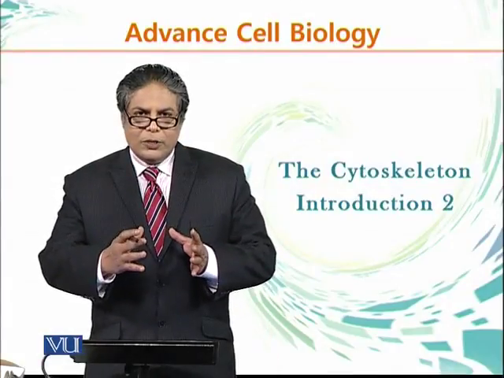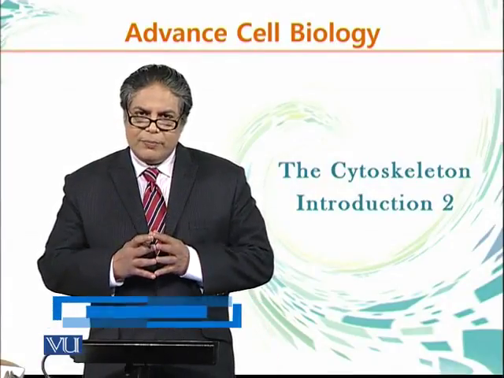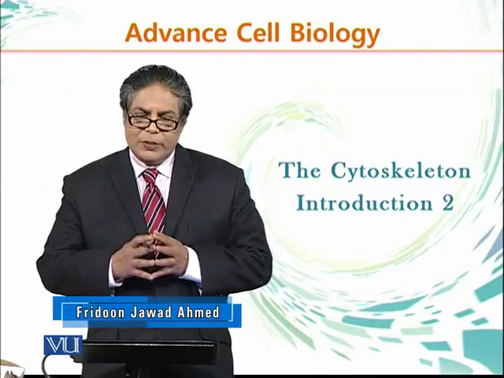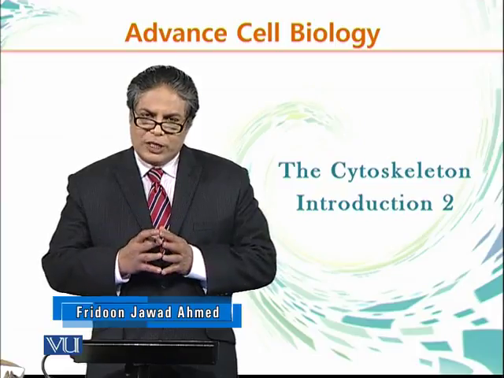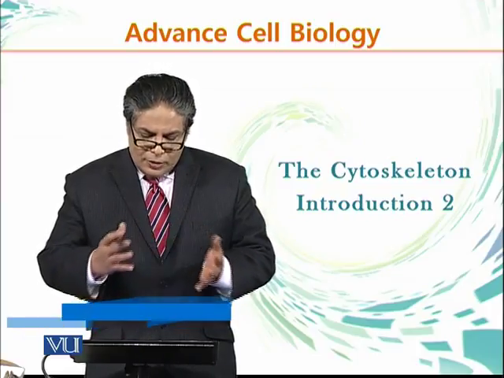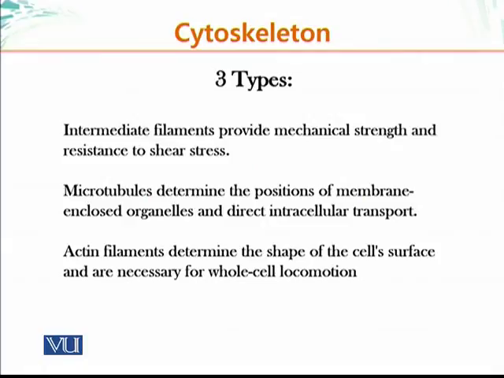We have been talking about cytoskeletal elements. We have said that there are three different types. Now, let me introduce you to these different types of cytoskeletal elements individually. So, let me first of all tell you what the three different types are. There are intermediate filaments. They provide mechanical strength and resistance to shear and stress.